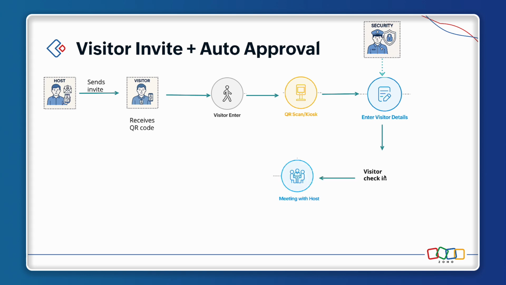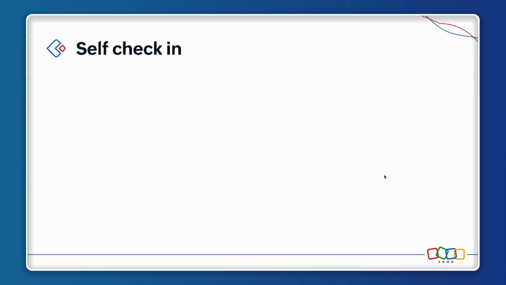Here, using the kiosk system or using the application directly, the security would do the visitor's check-in process, and then the meeting with the host or the interview will happen, and finally the visitor or the candidate would check out, right? So this is with respect to auto approval. The only difference is that the host would not approve; the auto approval happens here. So the host does not need to approve the transaction or the request.